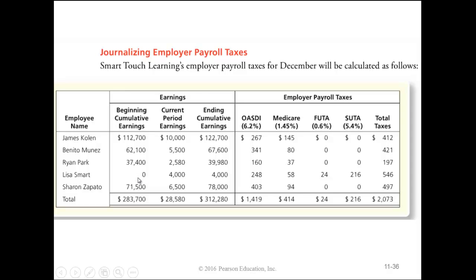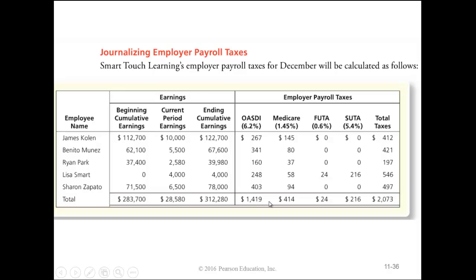For Lisa Smart, however, this is her first. She hasn't quite gotten to the $7,000 yet, right? She started out with $0 and has only earned $4,000. So we're going to multiply that 4,000 times 0.6% and the 4,000 times the 5.4%. The next accounting period, assuming she makes another $4,000, only the first $3,000 are going to be subject to these, and then she will have met the $7,000 threshold. That additional $1,000 is not going to be subject to FUTA or SUTA.